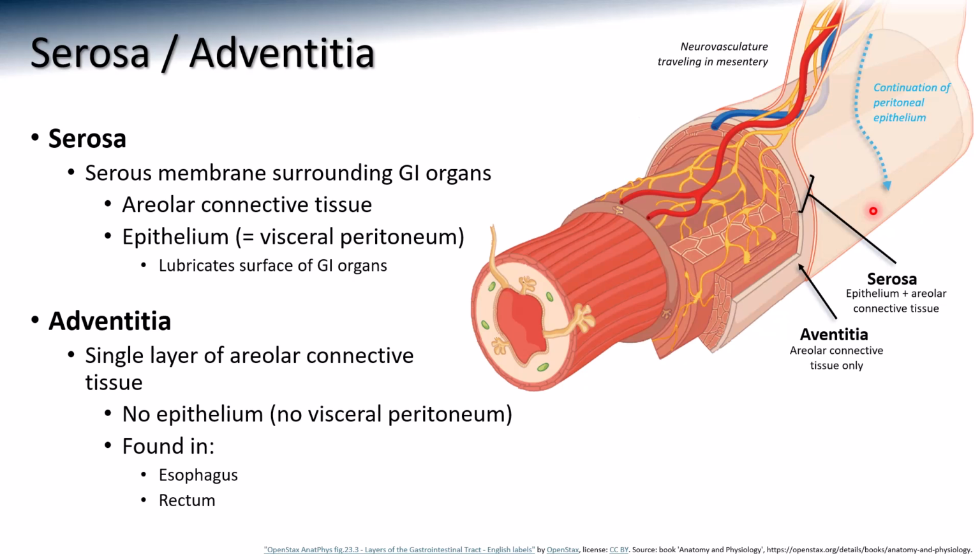There are some cases where GI organs are not completely surrounded by visceral peritoneum, though. So cases like the esophagus and the rectum. When that happens, the outer layer is simply called the adventitia. So adventitia is essentially serosa without the epithelium. So it's just that underlying layer of connective tissue.